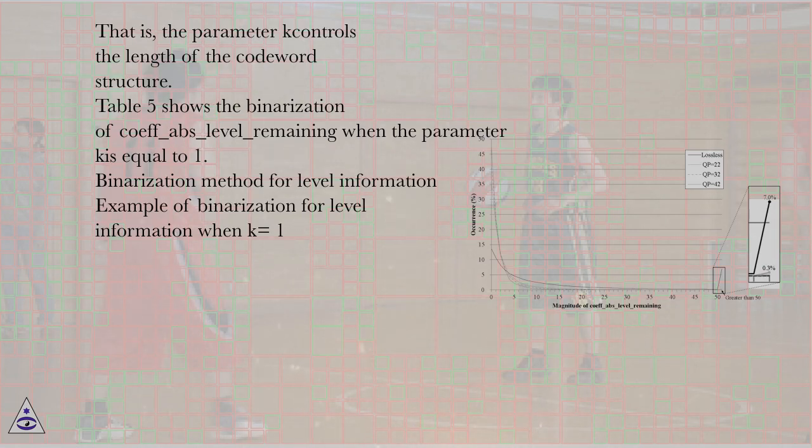Table 5 shows the binarization of coef_abs_level_remaining when the parameter k is equal to 1. Binarization method for level information. Example of binarization for level information when k equals 1.